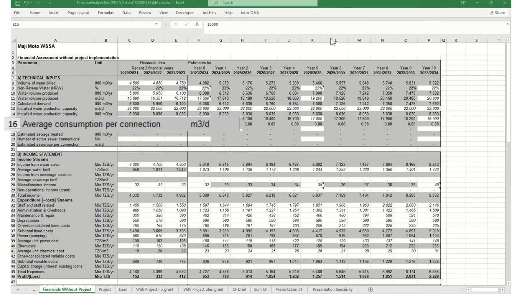The average consumption per connection should be the average weighted consumption over all customer categories. This figure is automatically calculated. It divides the volume of water billed by the number of active connections. If this figure is not realistic, you are able to adjust the average consumption per connection by changing the amount of water volume produced.